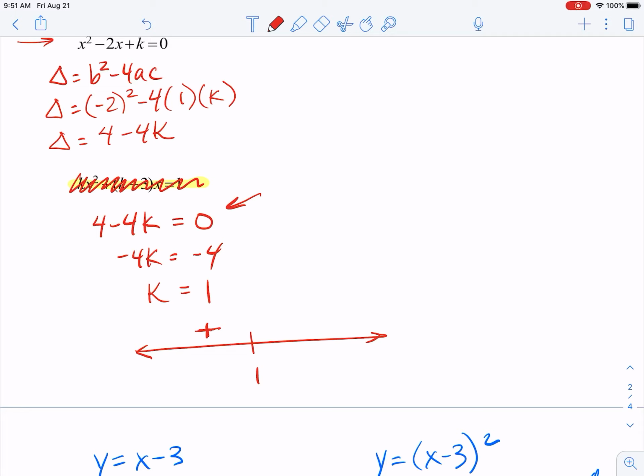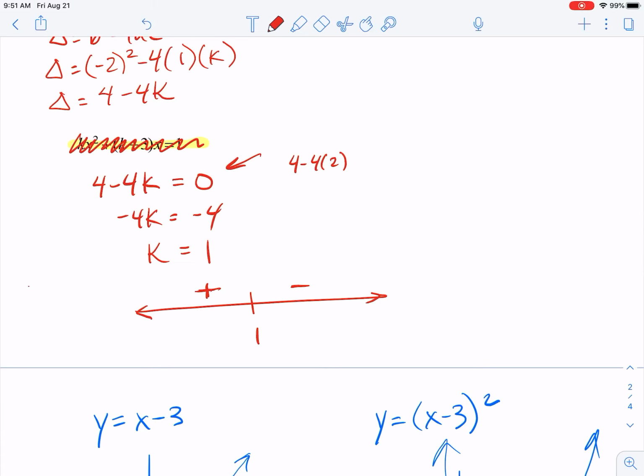Try plugging in negative 100. When I plug in negative 100 for k, I get positive 400 plus 4, which is positive. I don't really care what the number is, I just care that it's positive. And then likewise, I'm going to get a negative over here, but let's see what happens. When I plug in 2, I have 4 minus 4 times 2, that gives me 4 minus 8, which is negative 4, that's negative. So everything over here is going to be negative. So this, ladies and gentlemen, is a sign diagram.